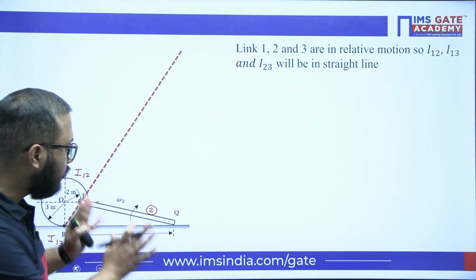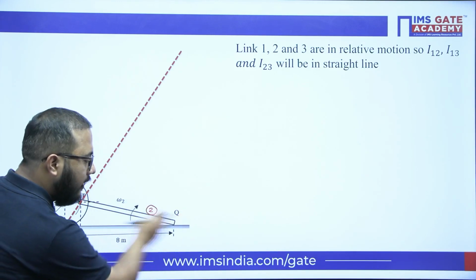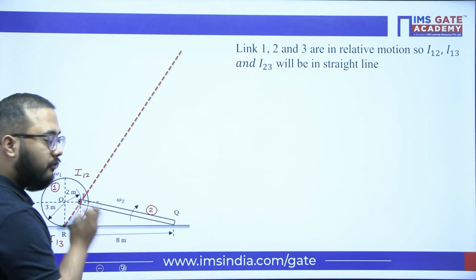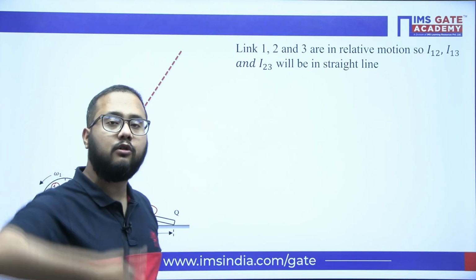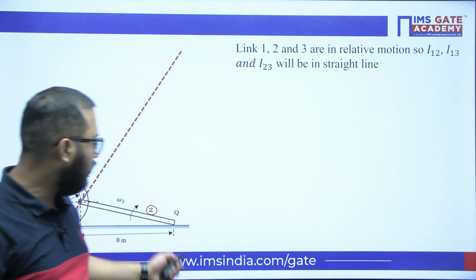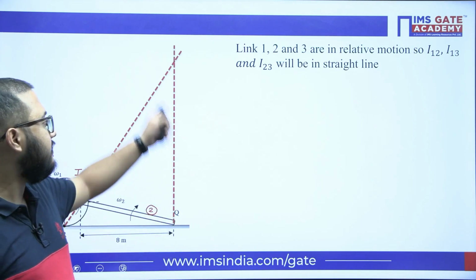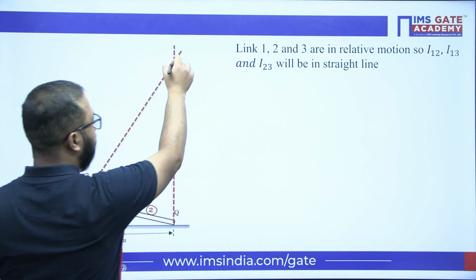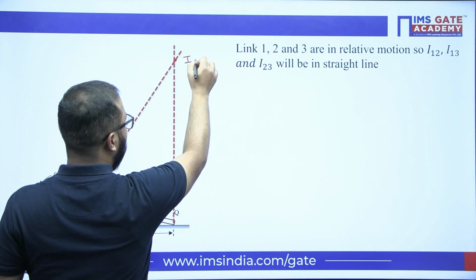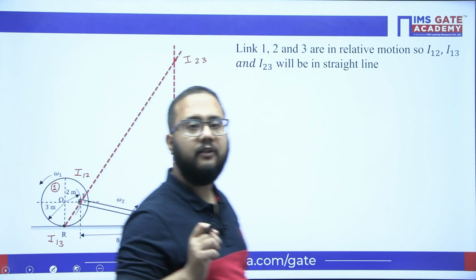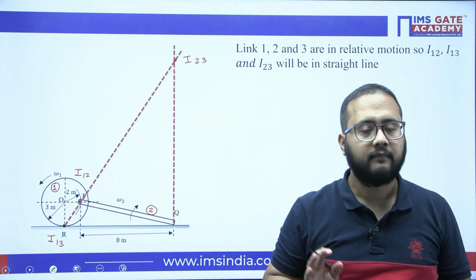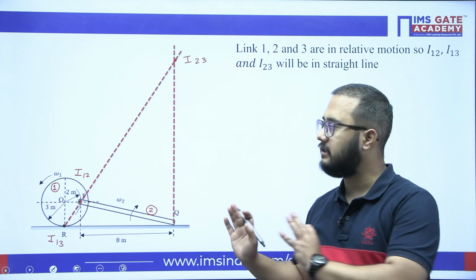Now again, closely observe this mechanism. Q point is sliding on the plane. So I've told you, wherever the sliding motion is there, perpendicular to the sliding motion, we need to draw one line. So we will draw one line here, and this line is intersecting with this line. So this point will be our I23. So all of the I centers we have located here. I hope this much is clear to everyone.